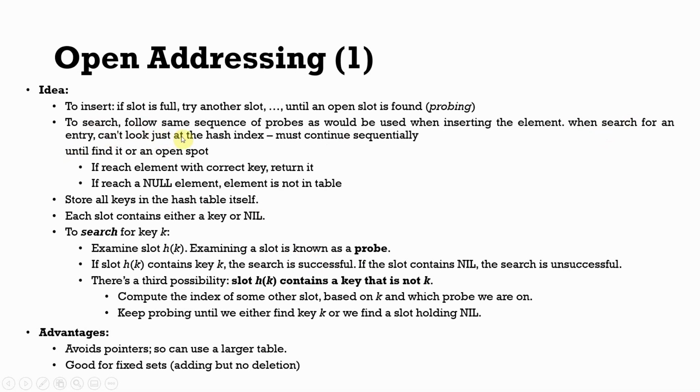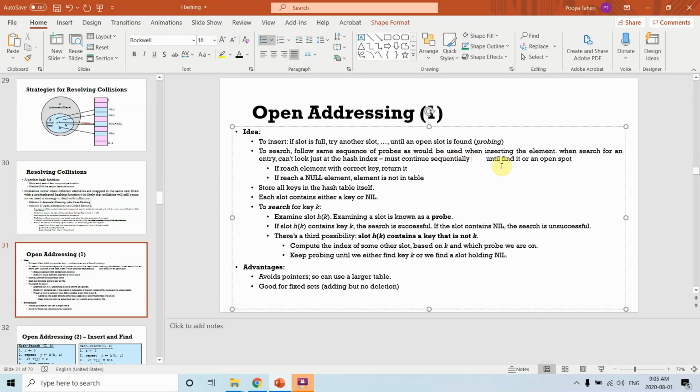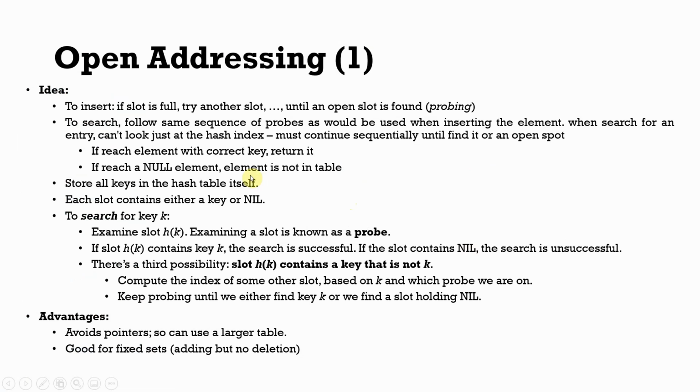When searching for an entry, you can't look just at the hash index; you must continue sequentially until you find it or find an open spot. That means if the item exists in the table, you find it. If it doesn't exist, we reach an open cell or open spot. If we reach an element with the correct key, we'll return it or return true. If we reach a null element, an empty cell, basically the element is not in the table, so we return false or -1, whatever our problem mandates. We store all keys in the hash table itself.